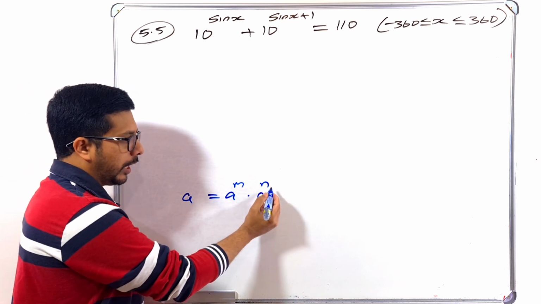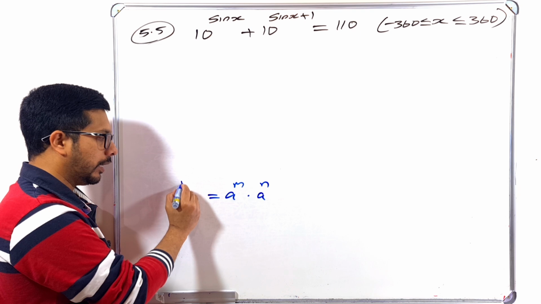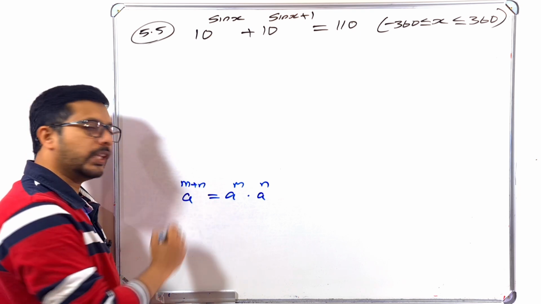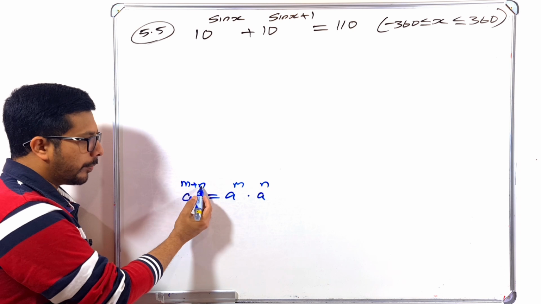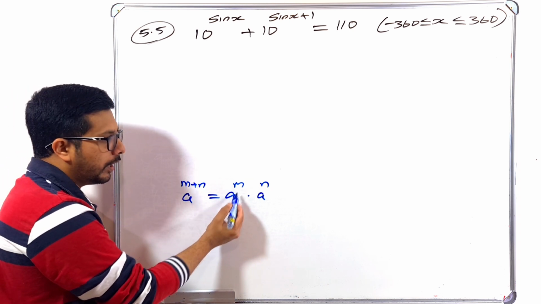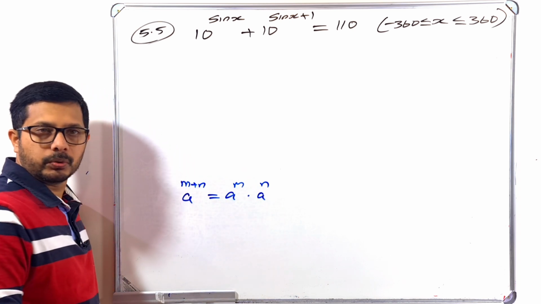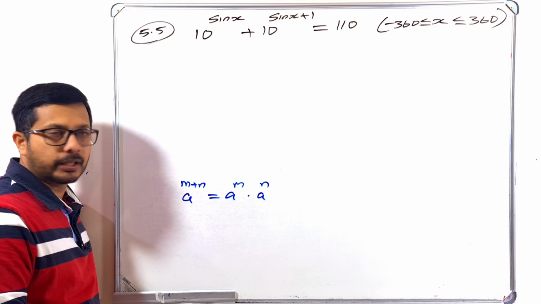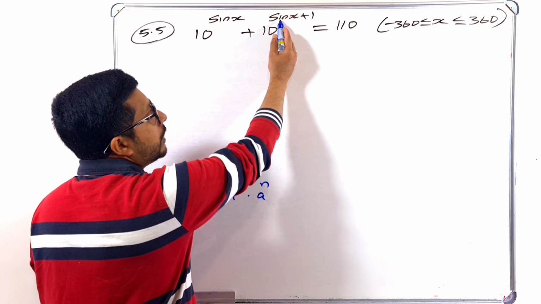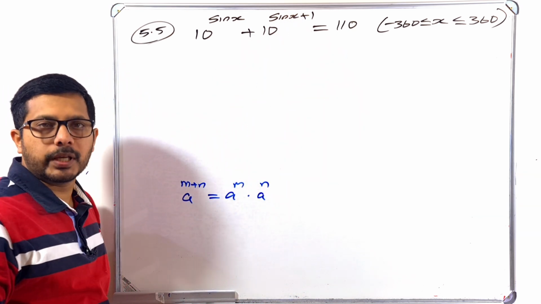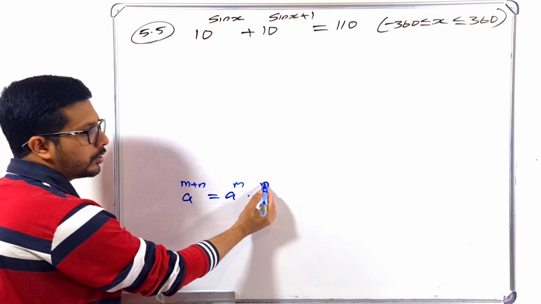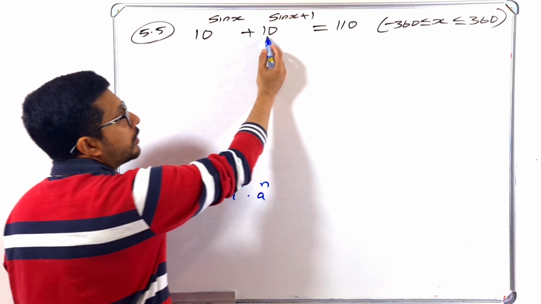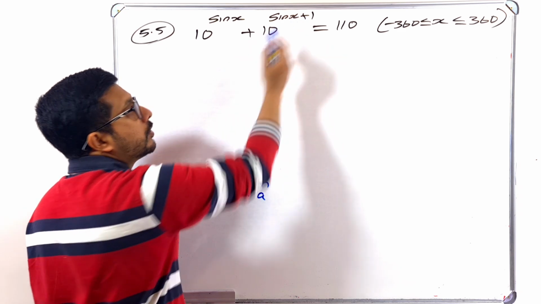A raised to m times a raised to n. How can you write a raised to m plus n? Or a raised to m plus n, we can write it as a raised to m into a raised to n. We can split it like that. Similarly here, 10 raised to sin x plus 1 we can split into 10 raised to sin x into 10 raised to 1.